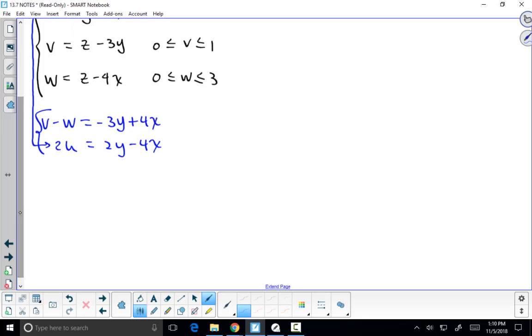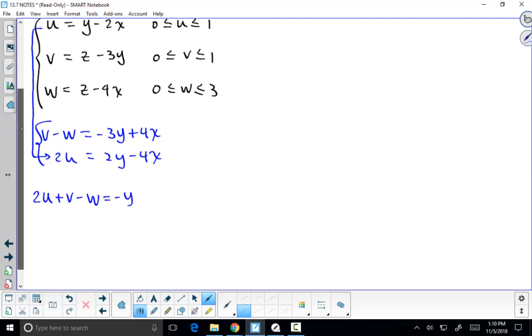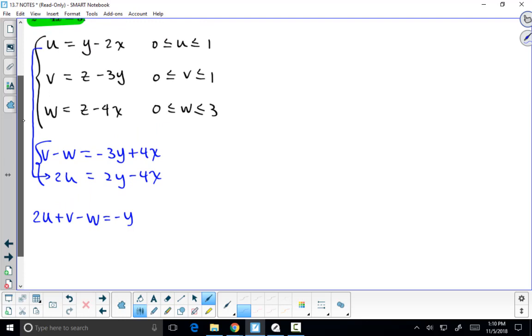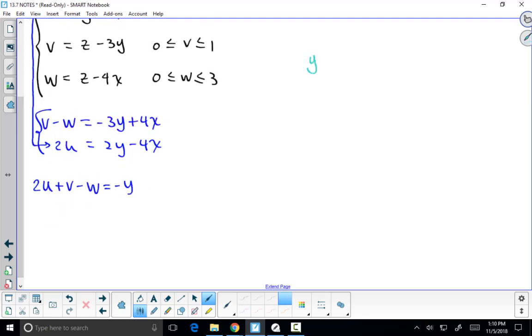So add those together, x's go away, and we end up with minus y on the left. On the right, putting it in order, we get 2u plus v minus w is equal to minus y. So let's write our stuff out: y is equal to negative 2u minus v plus w. So we've got one of them done.